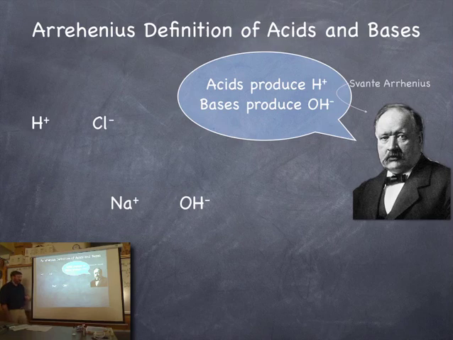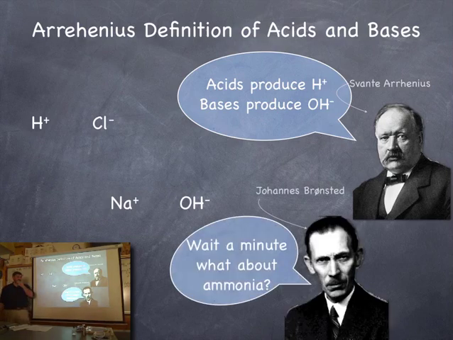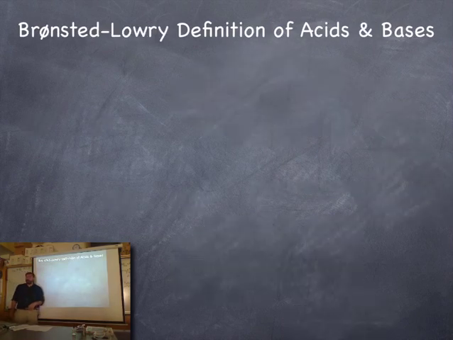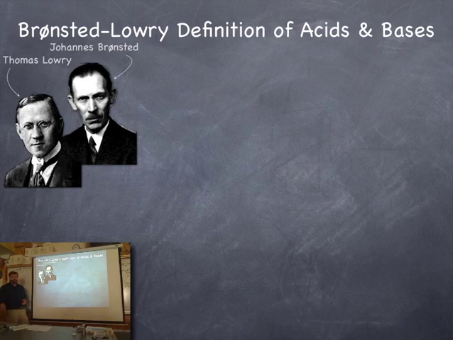Unfortunately, the world is not quite that simple. There's a lot of compounds like ammonia. When I dissolve ammonia into water, I get a solution that has hydroxide ions in it. But ammonia does not have hydroxide in it. It cannot give off hydroxide ions. So we have to have an expanded definition that will deal with these other compounds that can react as bases, but don't have hydroxide in them. And that definition is called the Bronsted-Lowry definition, named after the two guys who came up with it, Bronsted and Lowry.